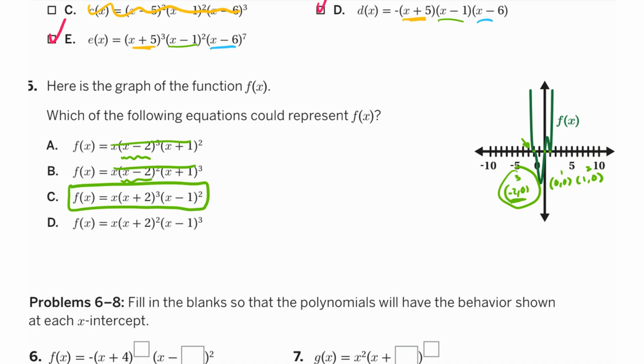Let's just go through the other two things here. So at 0, 0, it's a multiplicity of 1. That looks good to me here. And when I plug in 1 that makes the entire equation 0, I have a multiplicity of 2. Okay, yes, I think C is the perfect equation for that.